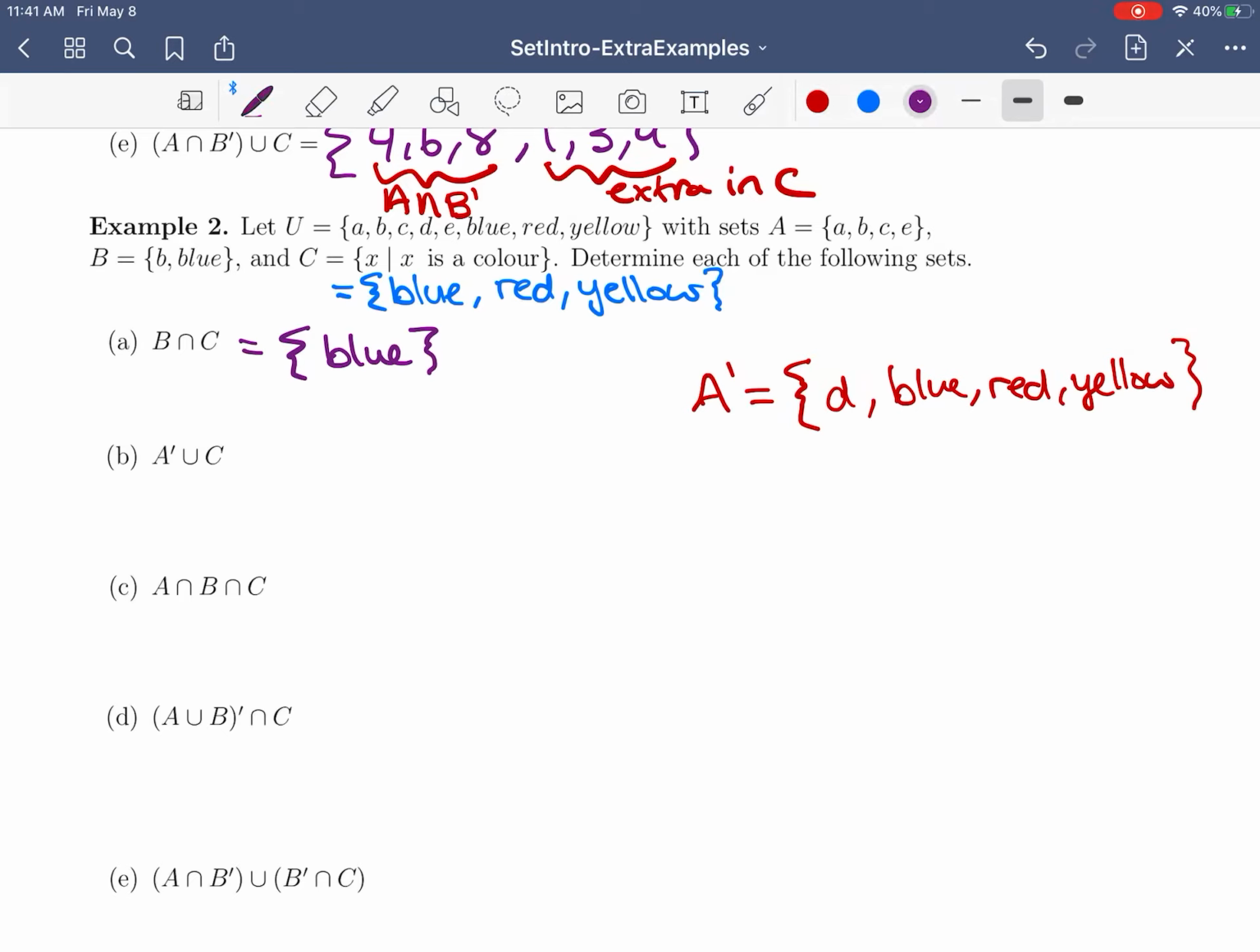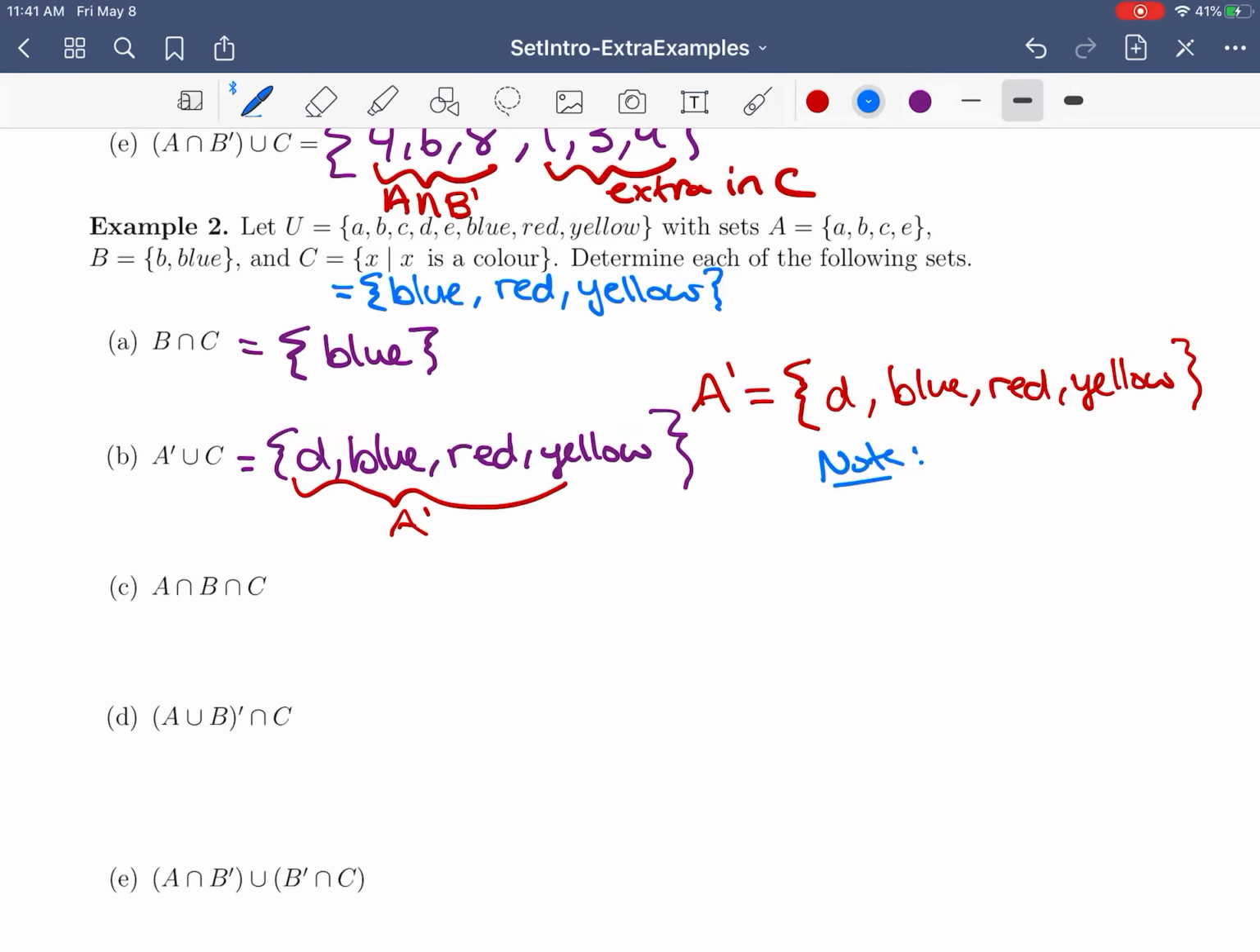Okay, so then when I union that with C, I can start writing out these colors, and the D, sorry, so everything in A complement. Okay, so these are all in A complement. And now I want to say, okay, is there anything extra in C? Well, there's not, actually. We already got all the colors, so nothing extra. So C is actually a subset of A complement. Maybe I'll just write that here. C is a subset of A complement. So the union is actually just equal to A complement, the sort of bigger one.